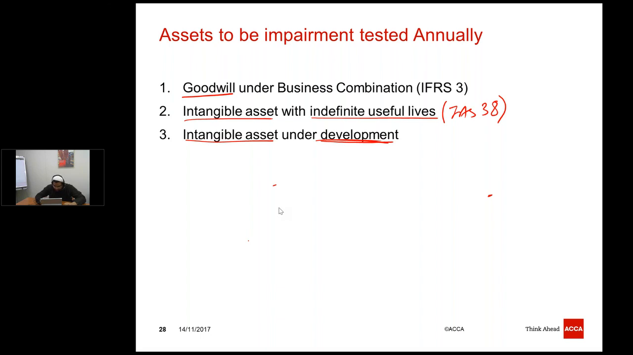Hung, I think market capitalization is something not relevant to paper F7. That is something relevant to paper F9.